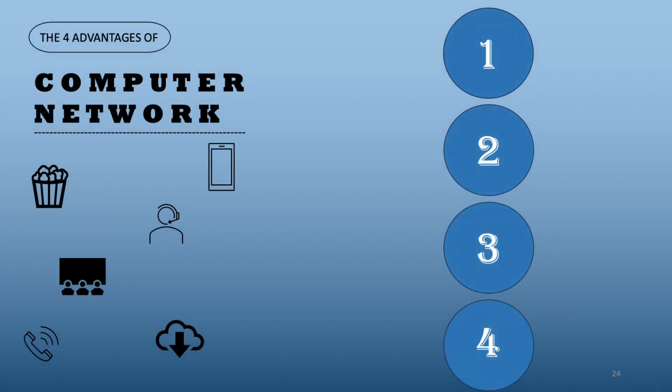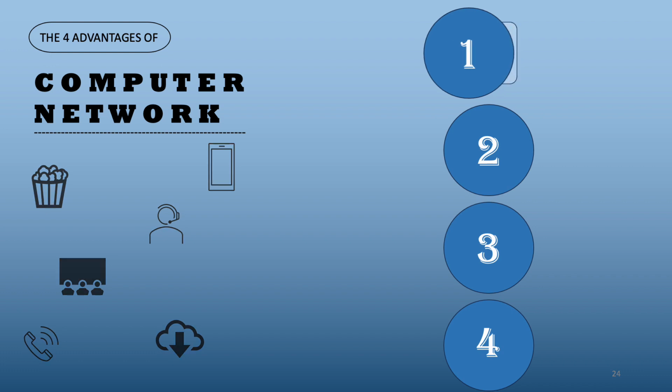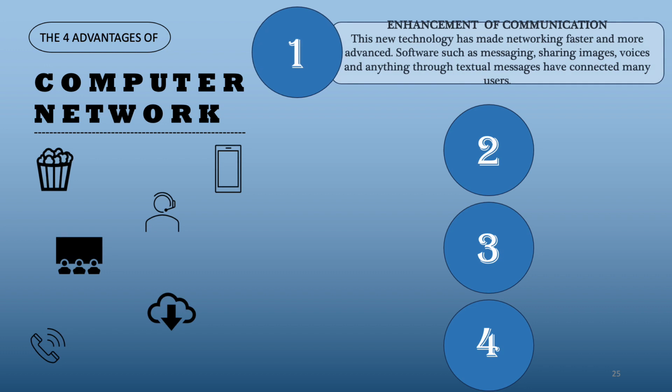And now we will see the 4 advantages of computer network. First and foremost, it promotes the enhancement of communication. By this new technology, it has made networking faster and more advanced. Software such as messaging, sharing images, voices, and anything through textual messages have connected many users globally.